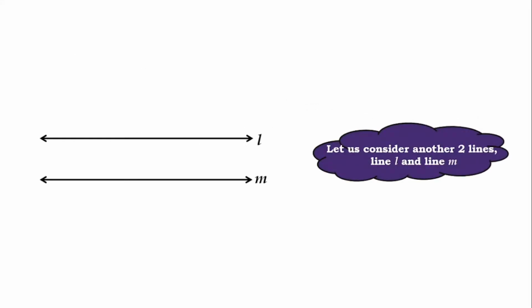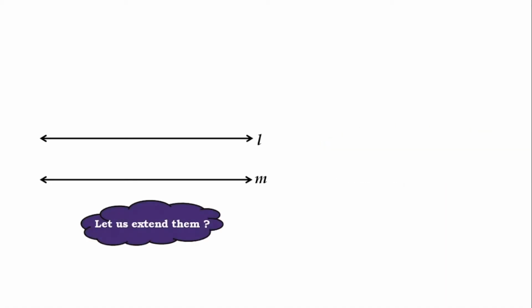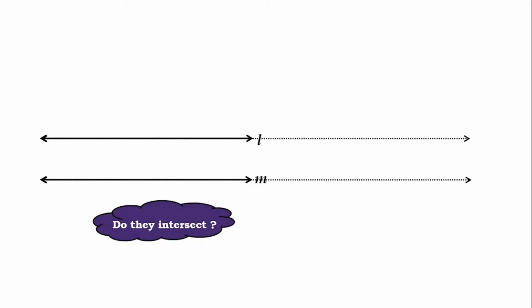Let us consider another two lines, line L and line M. Do these lines intersect? No. Let us extend them. So I extended line L and M. Do they intersect? No. Such lines are called parallel lines.